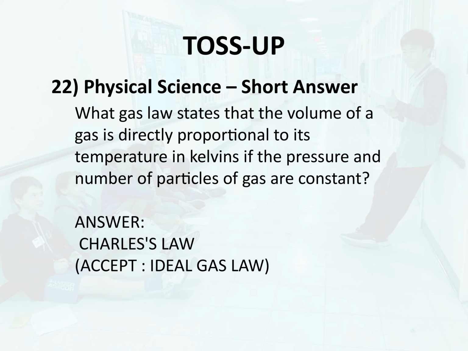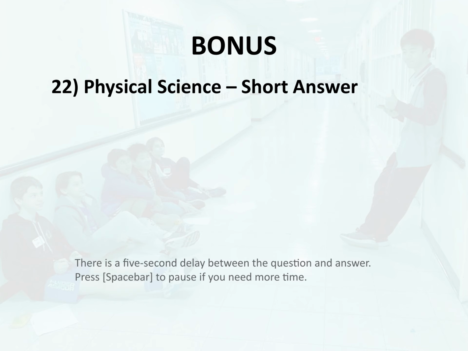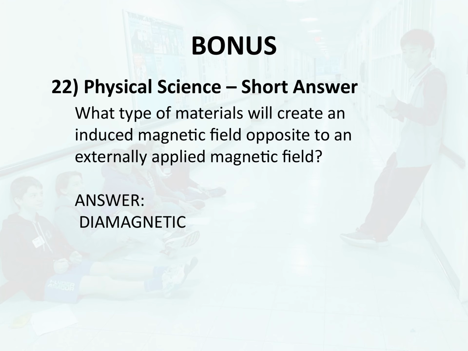Bonus 22. Physical science, short answer. What type of materials will create an induced magnetic field opposite to an externally applied magnetic field? Answer: diamagnetic.